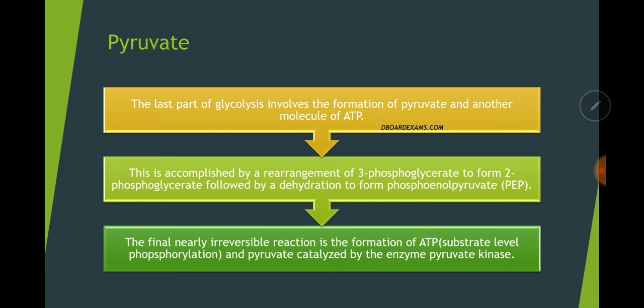So the formation of the second ATP, or formation of pyruvate, is accomplished by the rearrangement of 3-phosphoglycerate to form 2-phosphoglycerate, followed by dehydration to form phosphoenolpyruvate. Another important molecule that you're supposed to know, phosphoenolpyruvate, right? And then finally, the final nearly irreversible reaction is the formation of ATP by substrate level phosphorylation, and pyruvate, which is catalyzed by the enzyme pyruvate kinase. So, formation of pyruvate is catalyzed by pyruvate kinase.